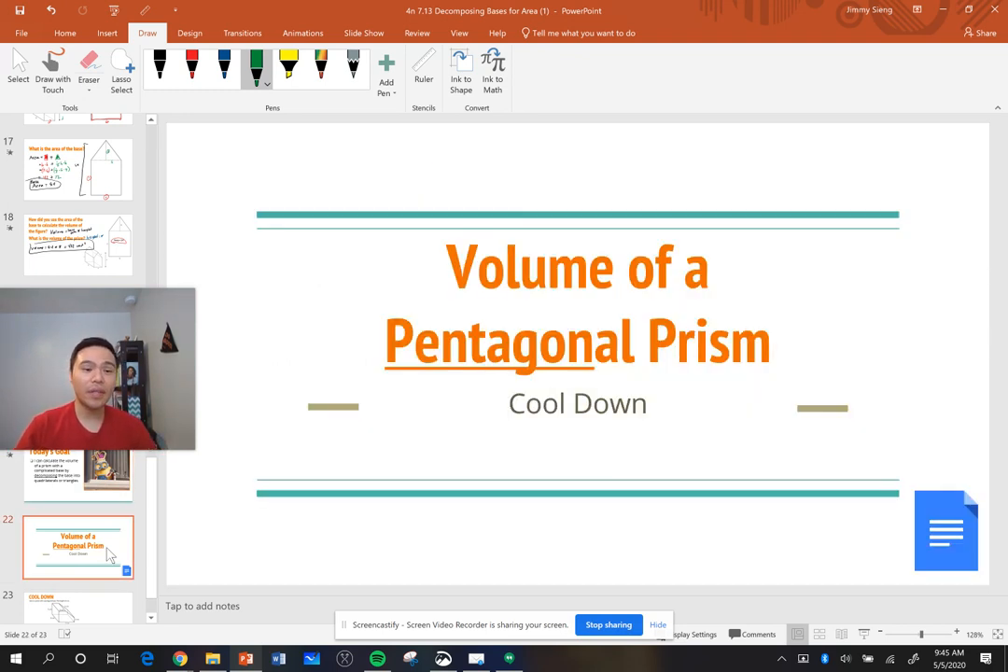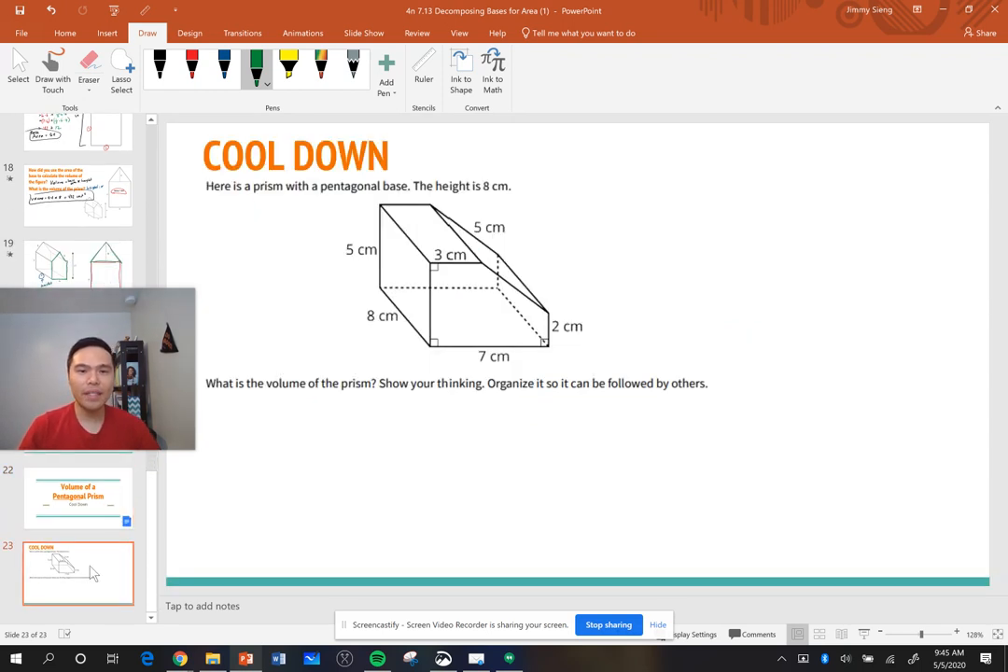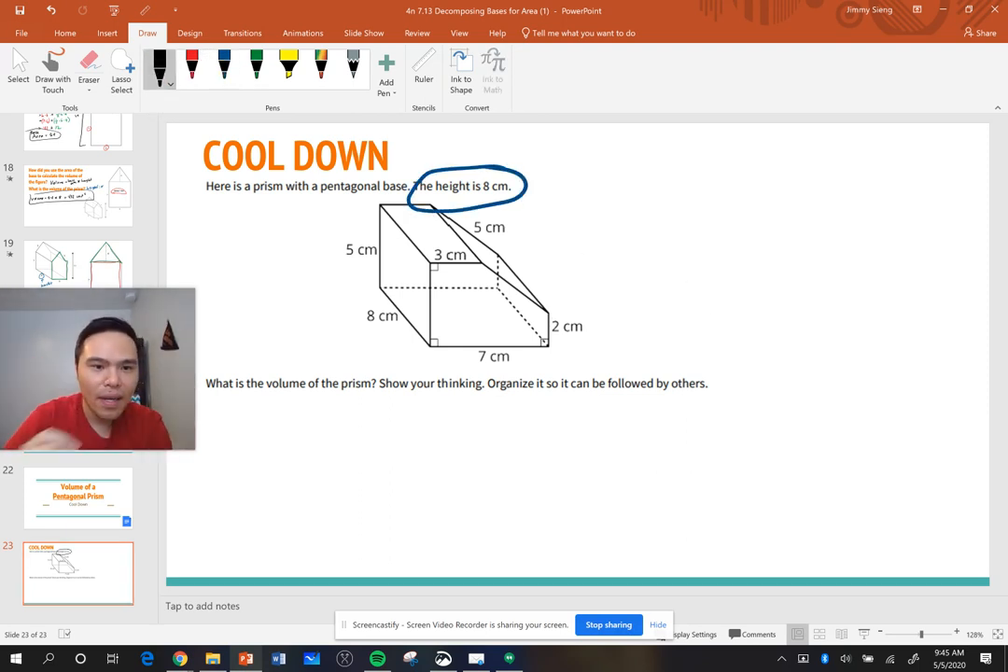This is going to be the learning activity as well connected to this. All right? So the cool down here says, here's a prism with a pentagonal base. The height is 8. So that's going to be helpful for me. That height is 8. I'm going to keep that right there. So I need to find the volume of this prism.